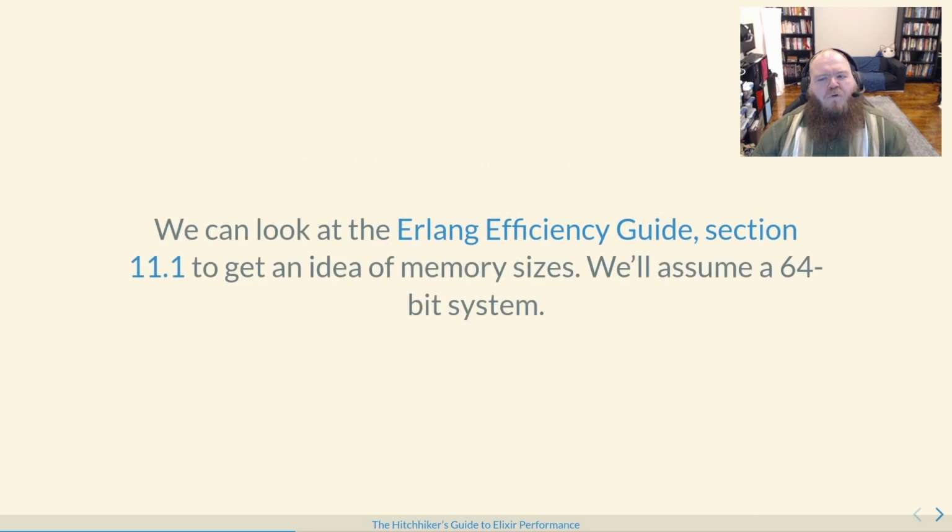All is well. So what we're going to do is blow off the ancient tomes. We're going to go to Mount Erickson and return with the Erlang efficiency guide. We're going to turn to section 11 verse 1 and get an idea of the memory sizes. Now we're going to assume a 64-bit system and an Intel architecture.